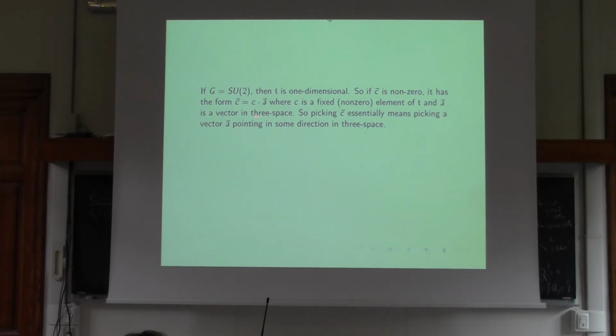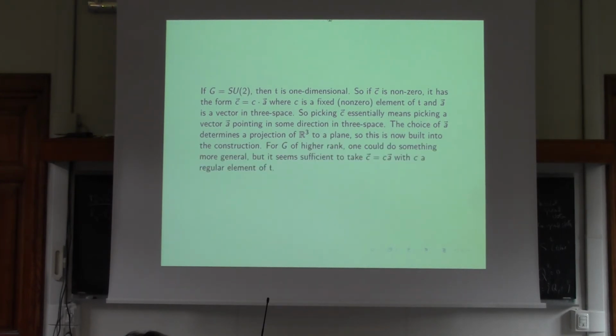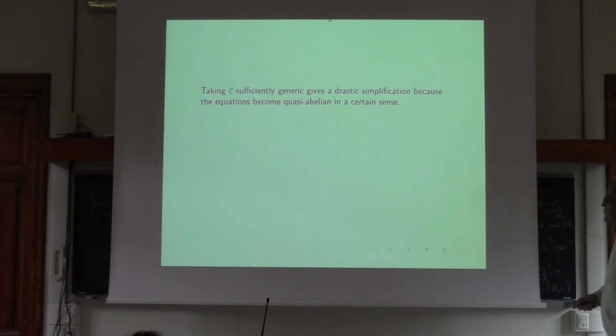If G is SU2, the maximal torus is one-dimensional. So if c is non-zero, it's a fixed element of the Lie algebra times a vector in three-space. So picking c essentially is picking a vector pointing in some direction in space. So the choice of c defines a projection of R3 to a plane. So this is now built into the construction. For G of higher rank, we could do something more general, but in this particular case, with c now being a regular element of T, seems to be sufficient.